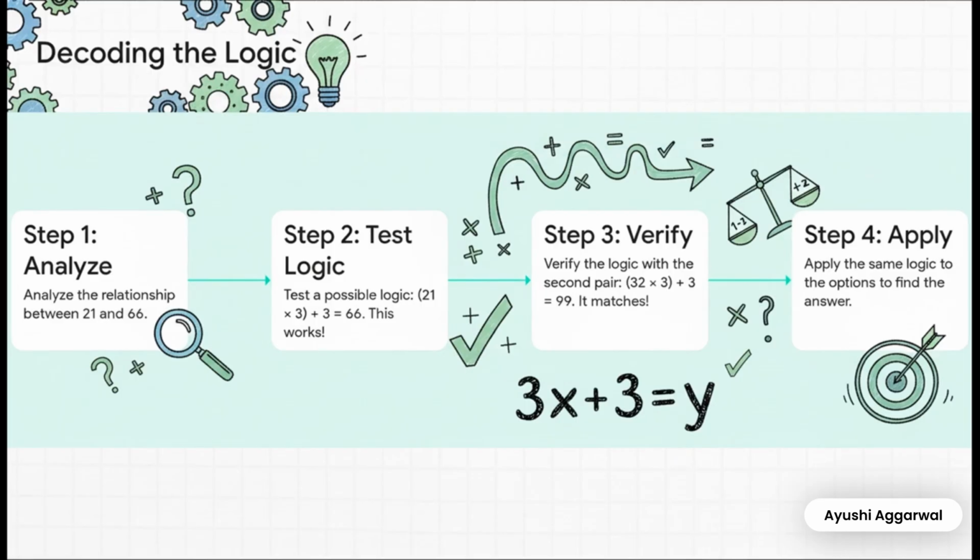First step, what could be the connection between 21 and 66? Let's see. 21 times 3 is 63, which is pretty close to 66. Okay. Step 2. What if the logic is we multiply by 3 and then add 3? Let's check. 21 times 3 is 63, plus 3, that's 66. Perfect. Step 3. We have to verify it with the second set. 32 times 3 is 96, plus 3 is 99. Wow, the logic is confirmed. You see, finding that initial relationship is absolutely the most crucial point.